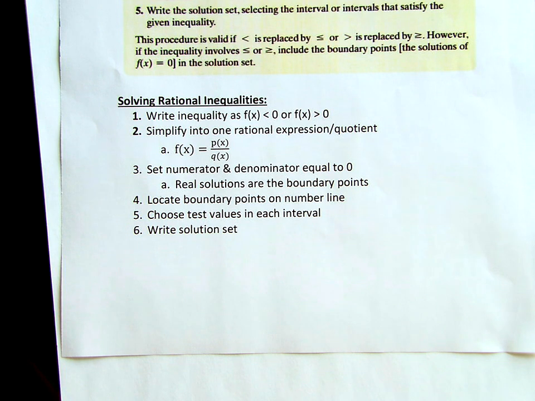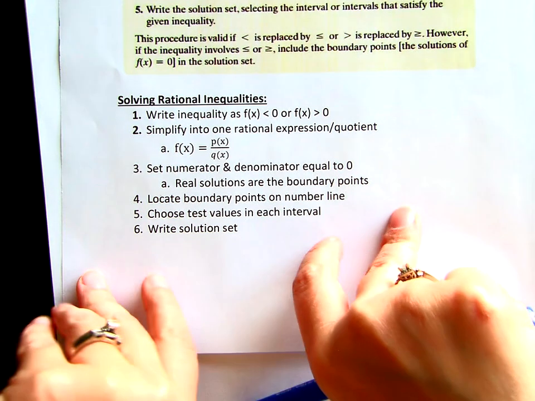And then what we're going to do is set both the top and the bottom equal to 0. And any solution that we get out of those two equations are going to be our boundary points. And so we're going to get all of our boundary points. We stick those all on our line. We choose our test values, we write our solution set. So not a whole lot different, except that we will have two different equations typically that we are playing around with, because when you have a rational expression, generally you have one equation on top, one equation on bottom, and so we'll have to split those and set them equal to 0. So not all that different.